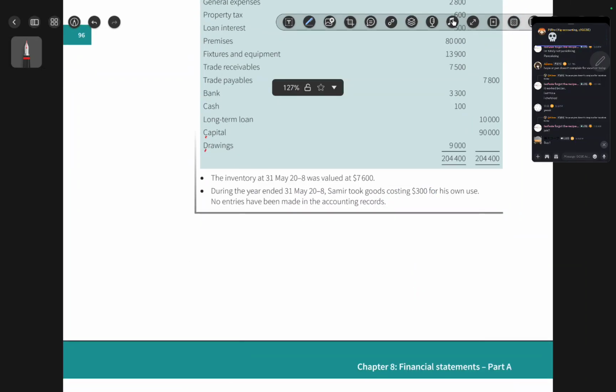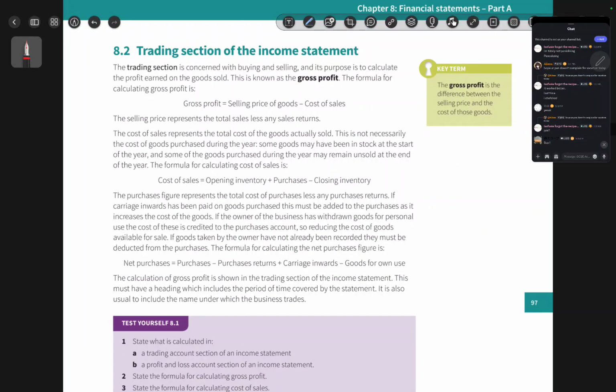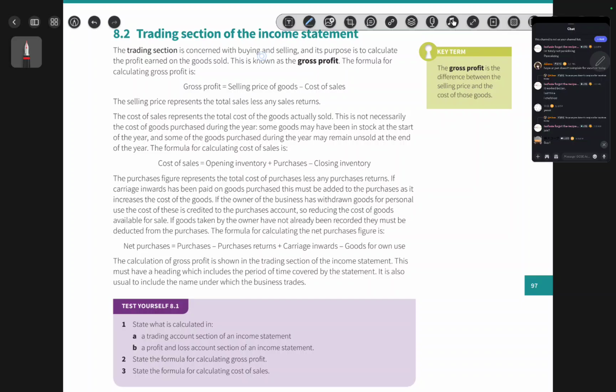All right. During the year to 31st May 2008, he took goods costing $300 for his own use. No entries have been made in the accounting records. This means that the trial balance does not have anything for this $300, and we have to do it ourselves.